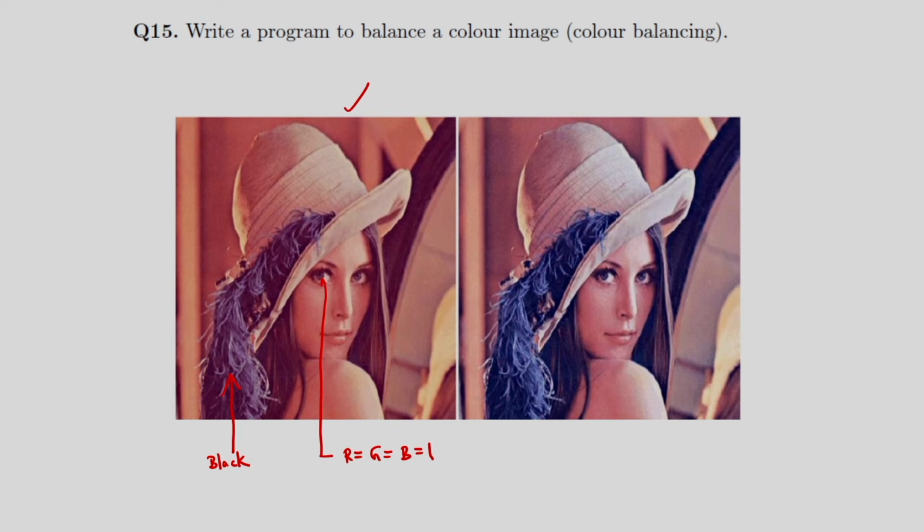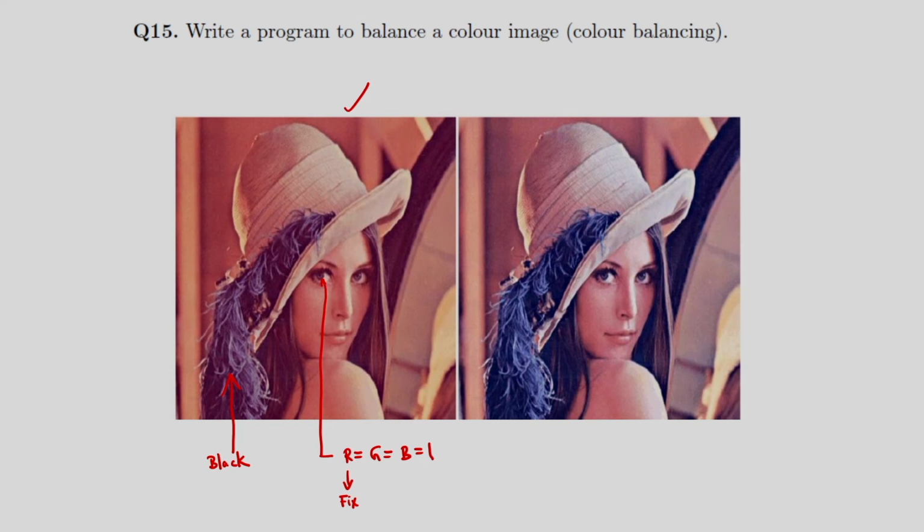Corresponding to the known region, suppose I am considering the white region, R is equal to G is equal to B is equal to 1. Now suppose I make one component fixed, suppose I am making R fixed, and find the transformation for the other two components, that is G and B, so that R is equal to G is equal to B is equal to 1.